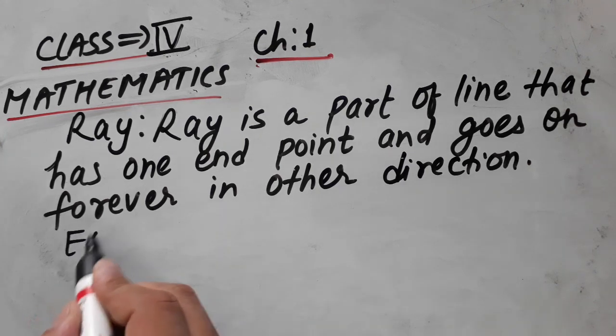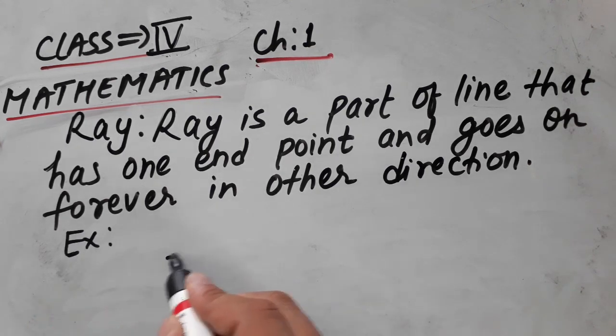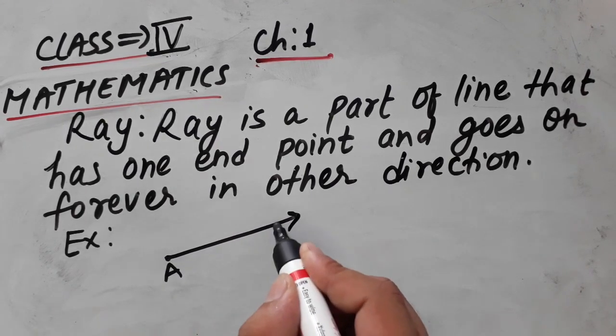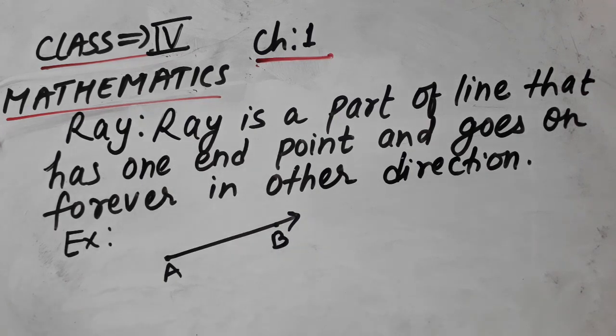Example of ray is this. Let's name it. So students, this is an example of ray. So how to read? This is ray AB. You cannot read it as ray BA. We have to read it as ray AB, because here A is your starting point.